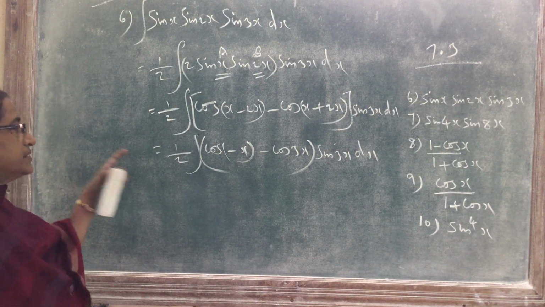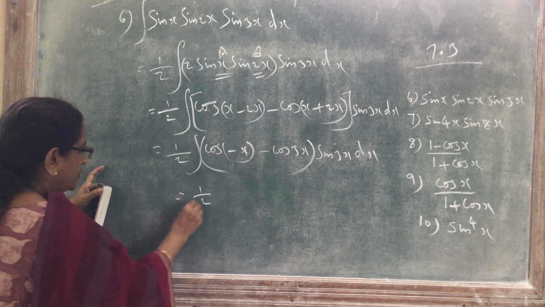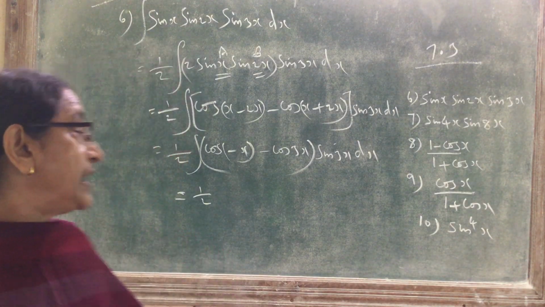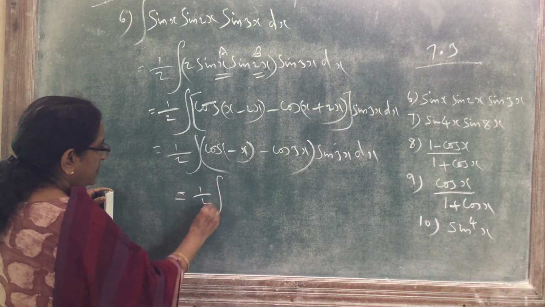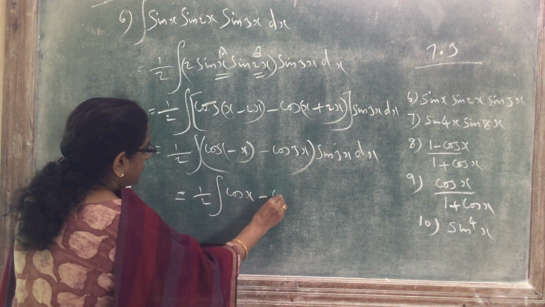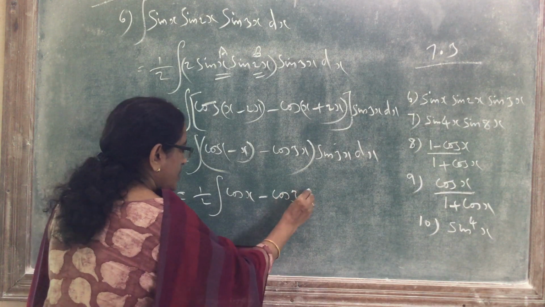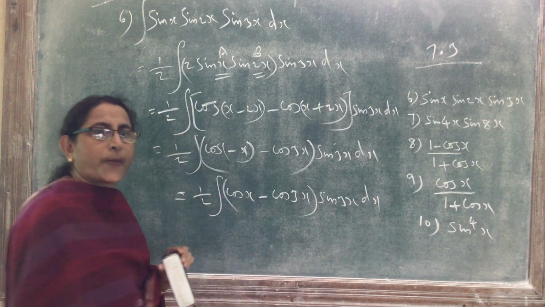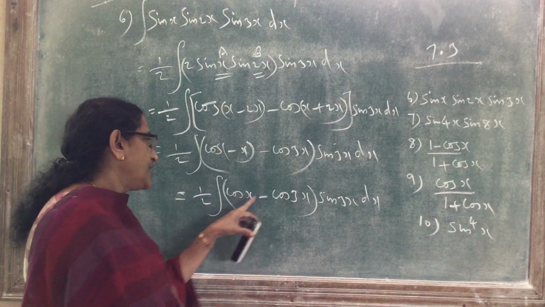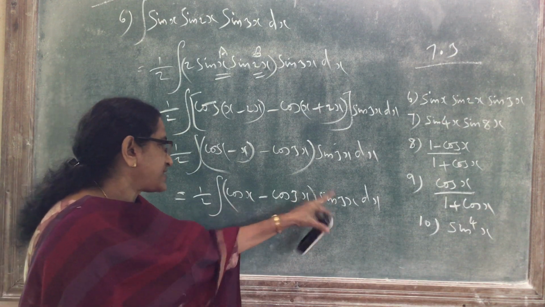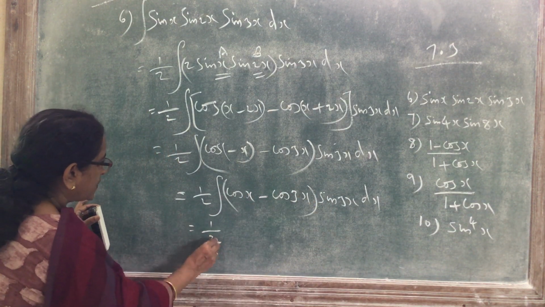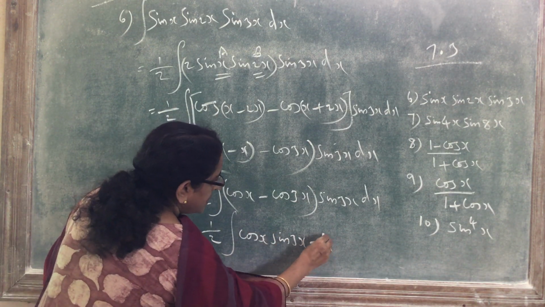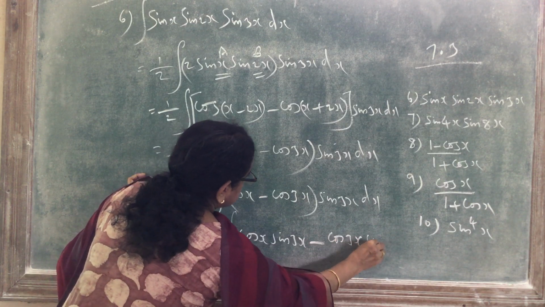That is equal to 1 by 2 into, remember the formula, what is cos of minus theta? Cos(minus x) is cos x only. So cos x minus cos 3x into sin 3x dx. Now we have to open the bracket: cos x into sin 3x minus cos 3x into sin 3x. That is equal to half into integral of cos x sin 3x minus cos 3x sin 3x dx.